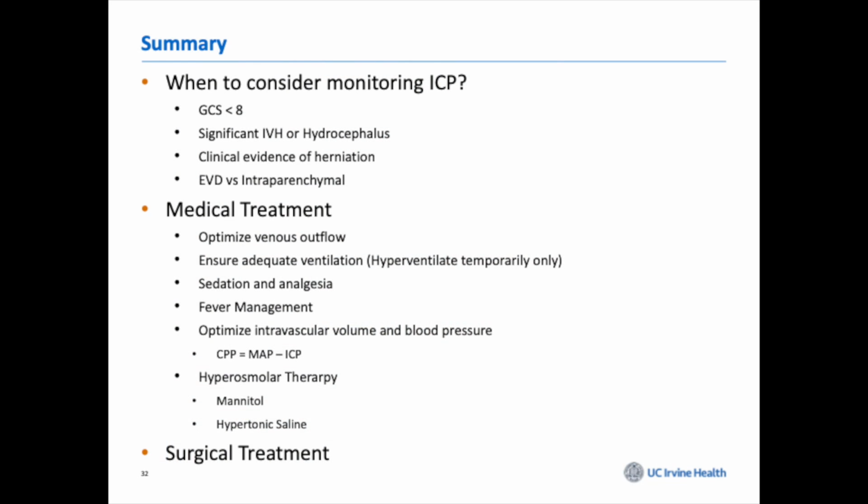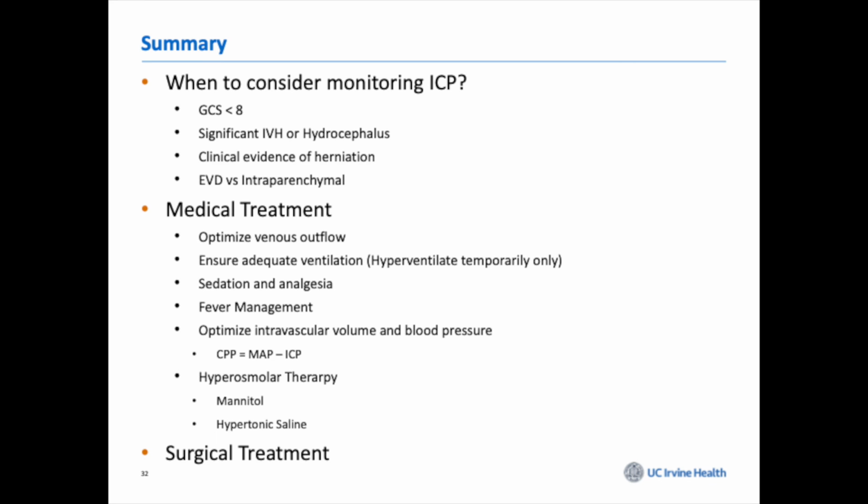So in summary, when should we consider monitoring our ICP? As I said, the trauma literature suggests that GCS less than 8, significant hemorrhage inside the ventricles or hydrocephalus, certainly, or if there's any evidence of clinical herniation, you want to consider monitoring and treatment of that ICP. An EVD gives you a lot of advantages because you can treat as well, and you get probably longer term data, but it's harder to place and has more complication potential.